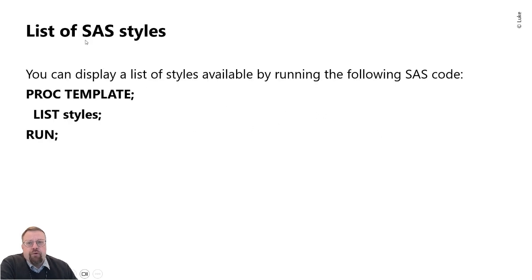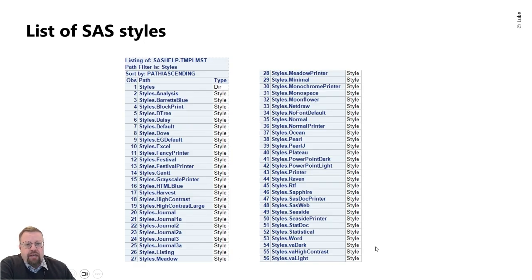One thing is that you can list all the styles available in SAS using this simple piece of code. So we have been using journal, and I think we had meadow and festival earlier, but those are just a few names of the different styles available. So if you run this one, you get something like this. There are easily something like 50 different style definitions that you can use and test and maybe find your own favorites from these.